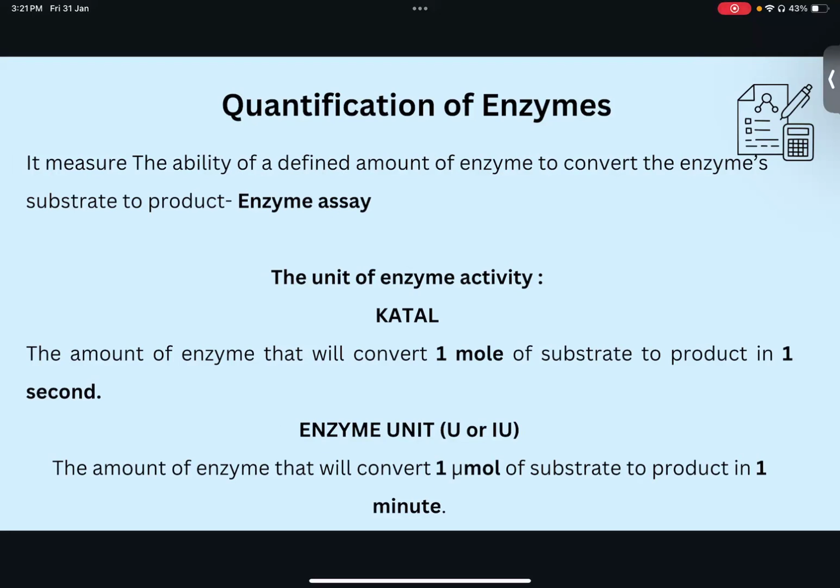So we have two units when measuring the enzyme's activity. We have the katal, and then we have the enzyme unit. The katal measures the amount of enzyme that is needed to convert 1 mole of substrate into product in 1 second. Okay, that's the difference. While the enzyme unit measures the amount of enzyme needed to convert 1 micromole of substrate into product in 1 minute. And we most likely use the enzyme unit because it's much easier to measure, because it's in 1 minute, not 1 second. It's more practical.